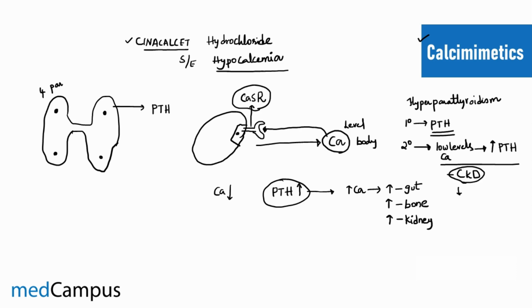What happens in chronic kidney disease? There is decreased conversion of 25 hydroxy vitamin D3 to 1,25 hydroxy vitamin D3. This conversion takes place in the kidneys. Because the kidney cells are not functioning, this conversion is not happening and there is no active vitamin D available for proper functioning of calcium metabolism. So this leads to decreased entry of calcium into the body, leading to hypocalcemia.